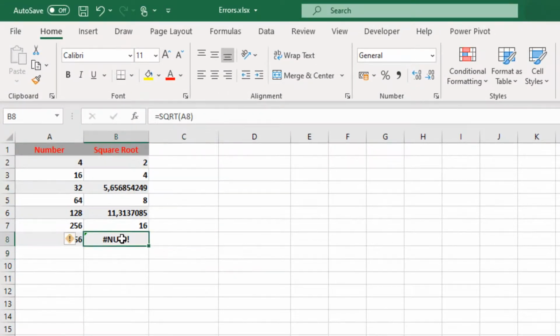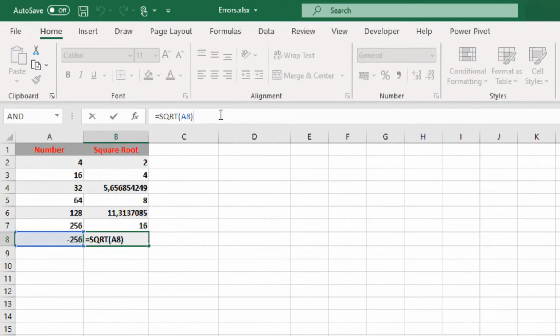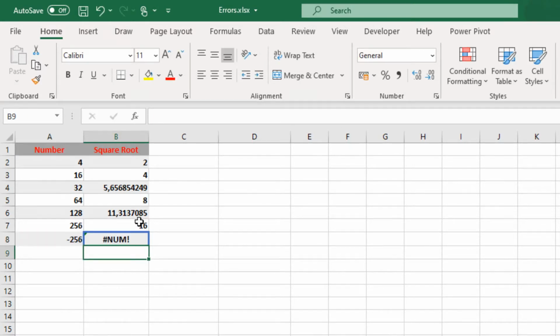And #NUM. Why does this message appear? Because I'm trying to find the square root of a negative number. Excel cannot find the square root of a negative number, and this way we have the error message #NUM.